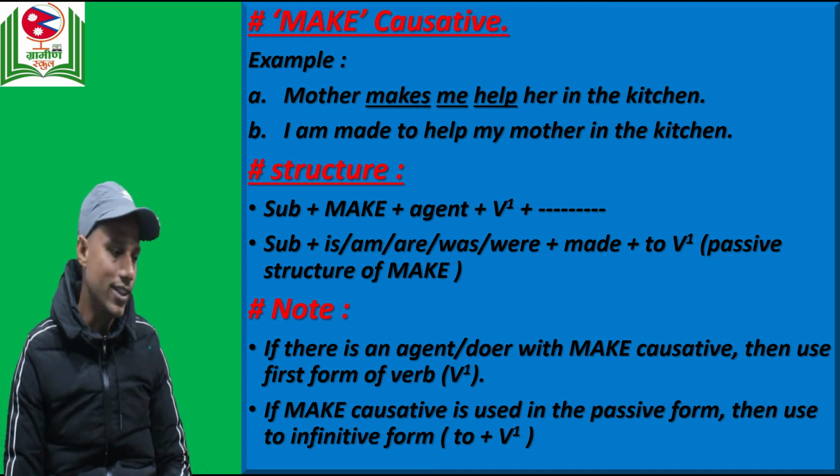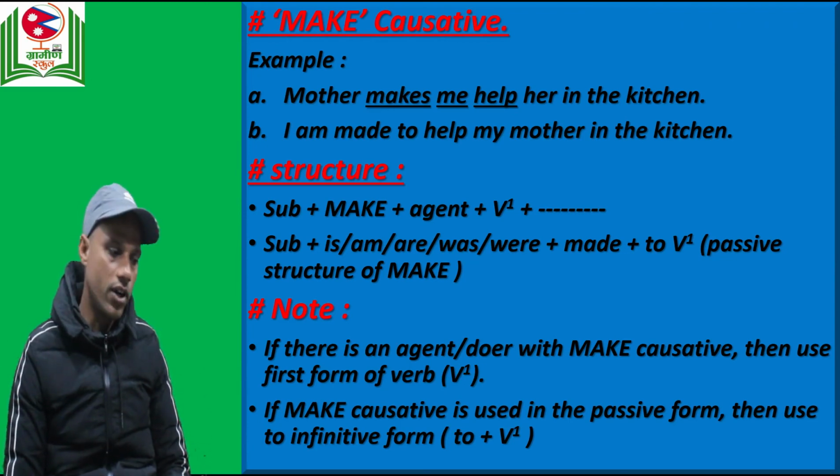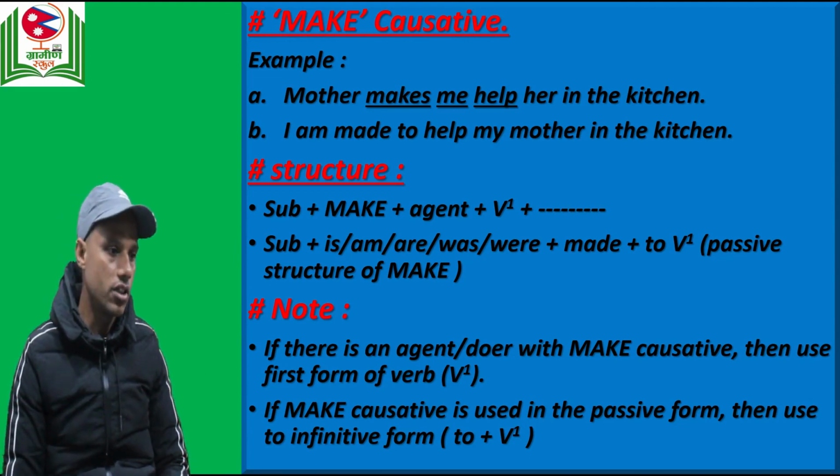Are you clear? Okay, I have given 2 points under the note, and I hope these points will help you to understand the use of make causative even better. Let's see the first point. If there is an agent or a doer with make causative, then use the first form of verb, that is verb 1 form, right? The second point, if make causative is used in its passive form, then use to infinitive form, that is to verb 1, right? Do you have any confusion? Okay, no confusion, very good.